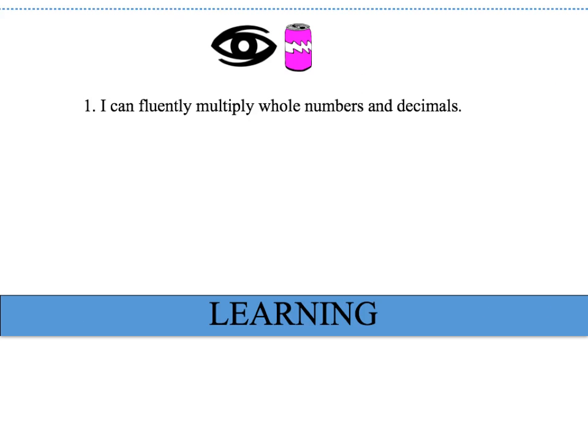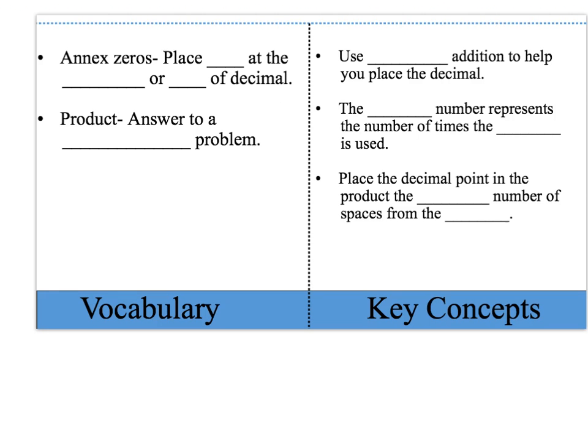The learning objective for today says, I can fluently multiply whole numbers and decimals. We are going to start with vocabulary. Look at the left-hand side of your notes.